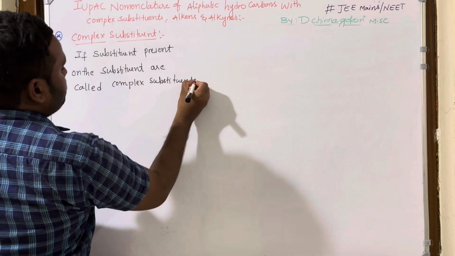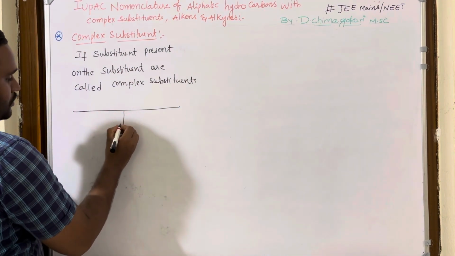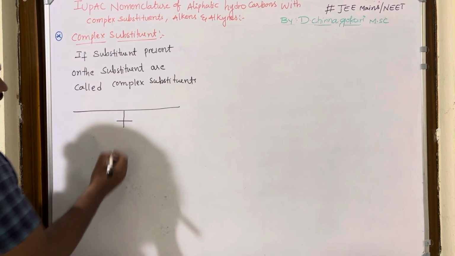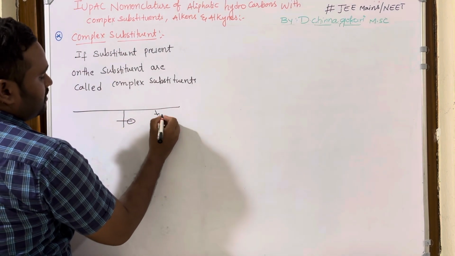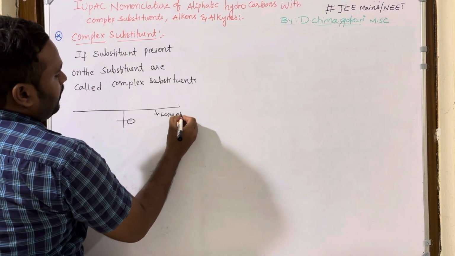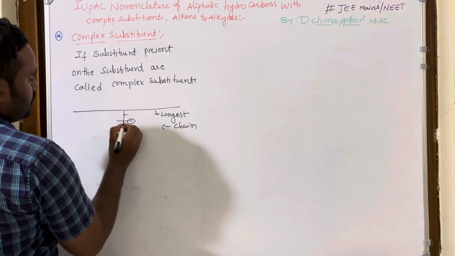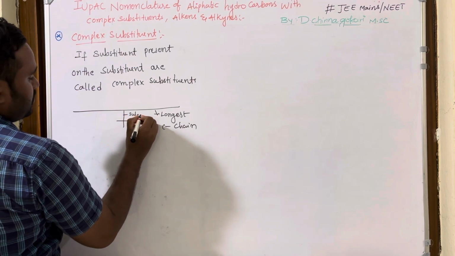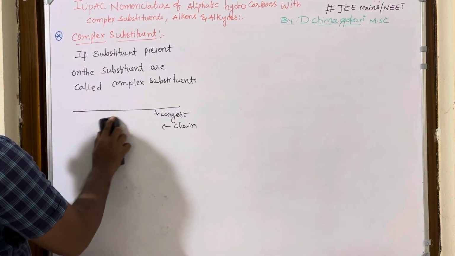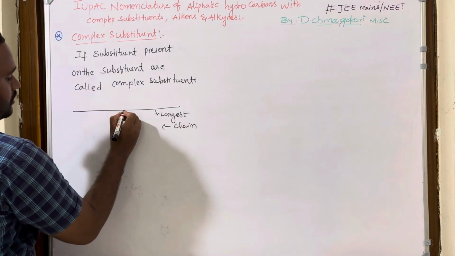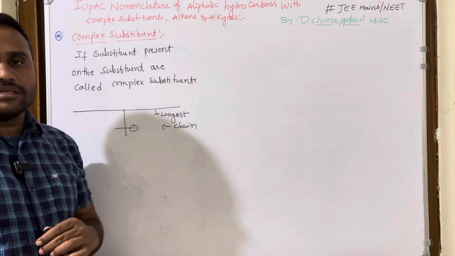For example, let us consider this is the longest carbon chain, or parent carbon chain, and here it is the substituent. This is another substituent which is present on the substituent. Such types of substituents are called complex substituents.